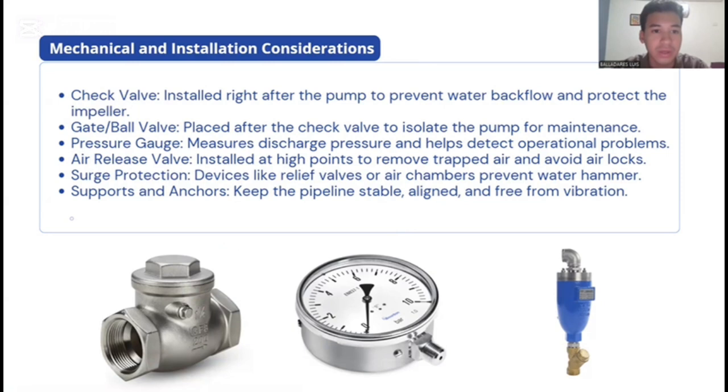The pressure gauge measures discharge pressure and helps detect operational problems. A relief valve is installed at high points to remove trapped air and avoid airlocks. Surge protection devices like relief valves or air chambers prevent water hammer. And finally, supports and anchors keep the pipeline stable, aligned, and free from vibration.